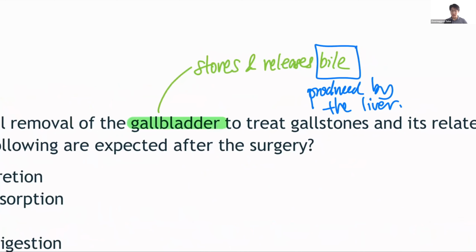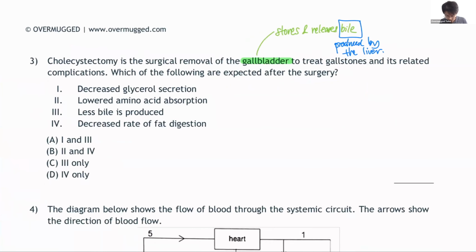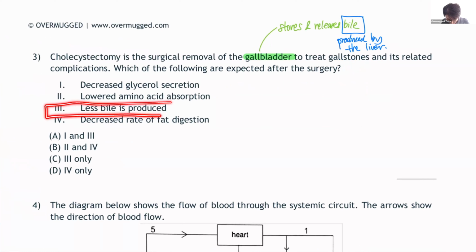So therefore, if you remove the gallbladder, you are only removing this function in green, the storage and subsequent controlled release of bile. Okay, but is the liver still present? Yes. So therefore, bile will still be produced. We've got to keep that in mind. Okay. So over here, quite straightforward. Number three, true or false? False. Okay, so therefore we cannot choose number three because bile production is not affected.